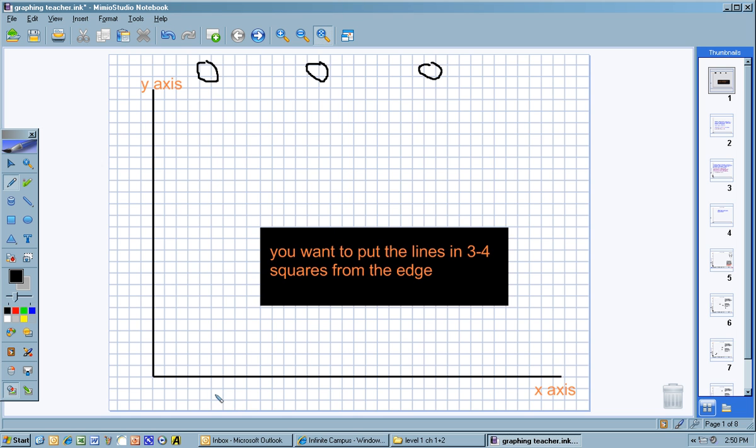The first step of making a graph after you've oriented your page is to make the lines that are the y-axis and the x-axis. Usually you make these about 3 to 4 squares in from the edge. You don't want them to be very far from the edge. You want them to be very, very close. So that's the first step: make the x-axis and the y-axis.